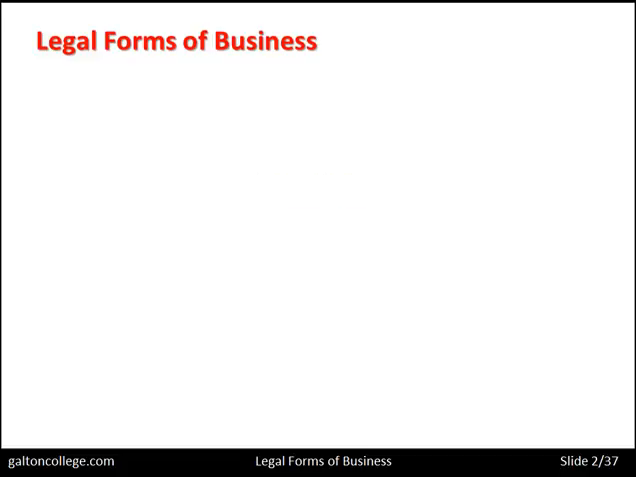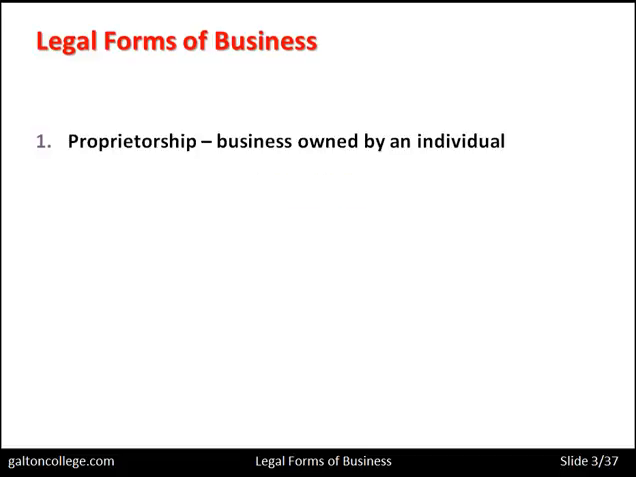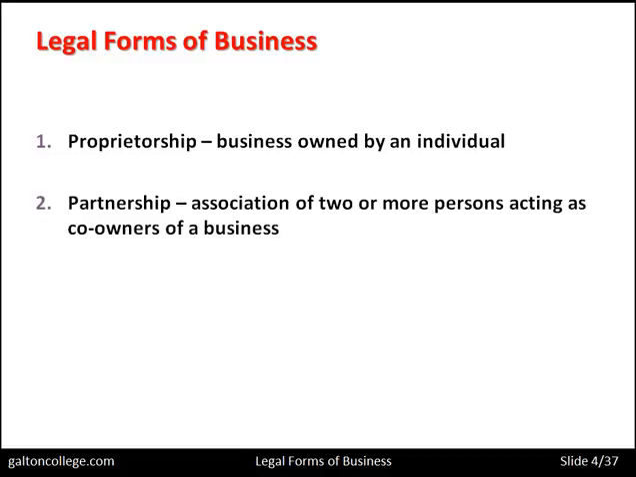Nonetheless, just to start, let's talk about legal forms of business, and we'll start with the proprietorship. It's a business owned by an individual, so one person owns the business and that person is the proprietor. Second, we have partnerships. This is an association of two or more persons acting as co-owners of a business. So a partnership has a minimum of two. It must have more than one, obviously, or otherwise I suppose it would be a proprietorship. So it has two or more persons who are co-owners of the business.